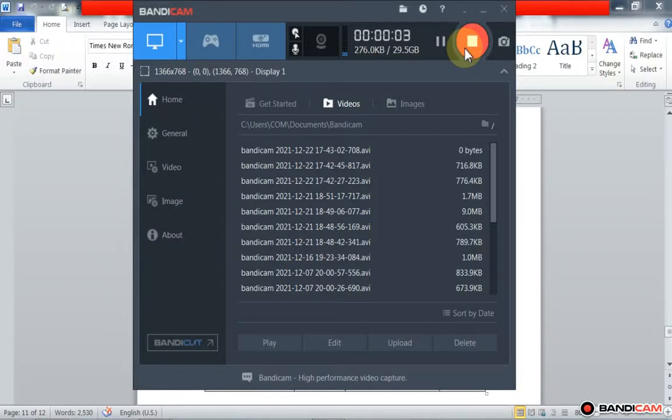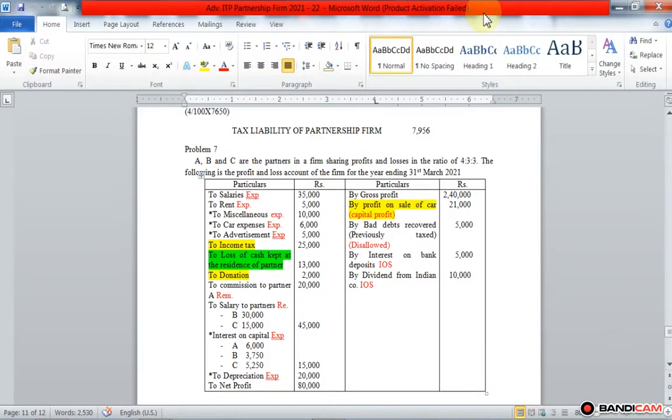Hello students, in our previous lecture we discussed illustration number 7. In illustration number 7, the profit and loss account of a partnership firm is given. We identified the expenses which are not relating to the partnership firm, and the incomes which are earned from other sources, as well as we read the additional information. We make a star in front of that item for which additional information is given.